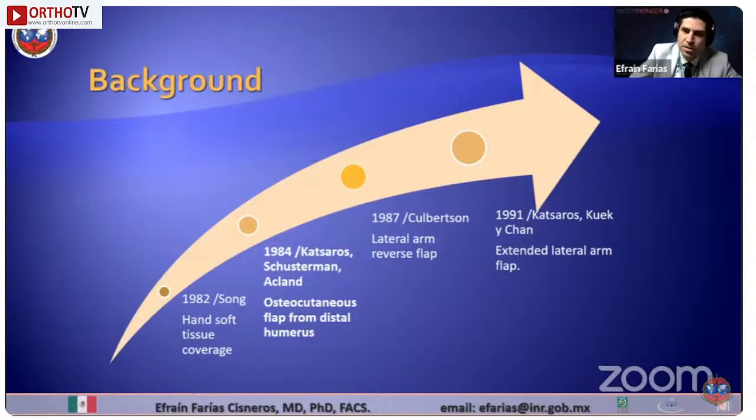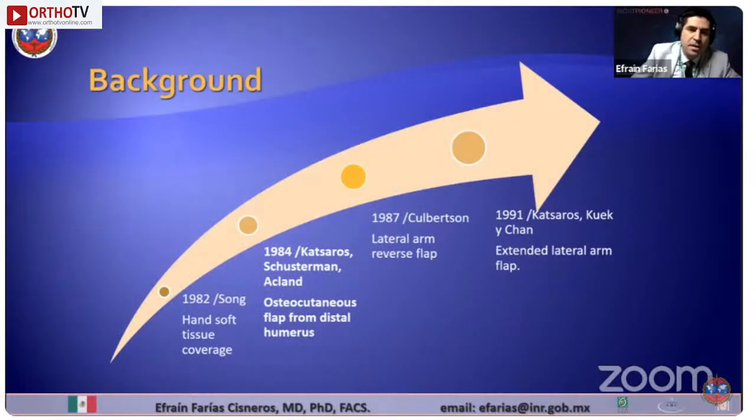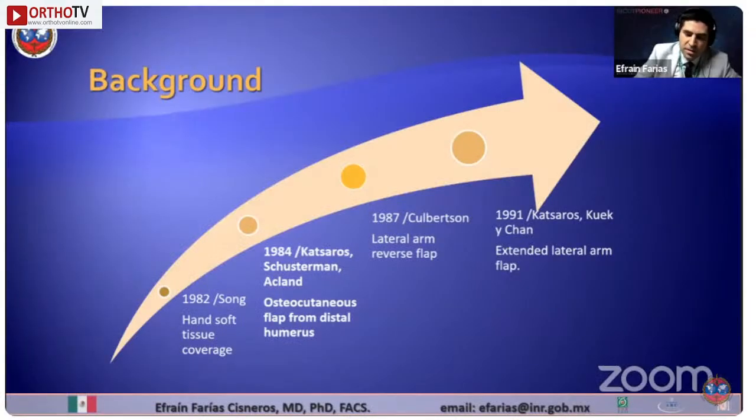As background, the lateral arm flap was initially described as the upper arm free flap by Song in 1982 as a possibility for soft tissue coverage. Kleinert and Kutz were the first to use it for free coverage in the hand. And in 1984, Ackland, Schusterman, and Katsaros described its use as an osteocutaneous flap from the distal humerus.